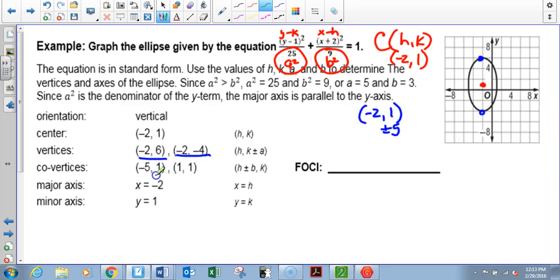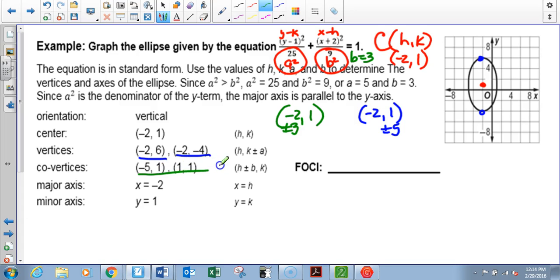Now, how did they find these co-vertices? Anybody tell me what they did? Okay, they said b is 3, right? Because b squared was 9, but they added that onto what? Yeah, it's underneath the x, so they added plus or minus 3 onto this one. So that's where we got -5, 1, and 1, 1.